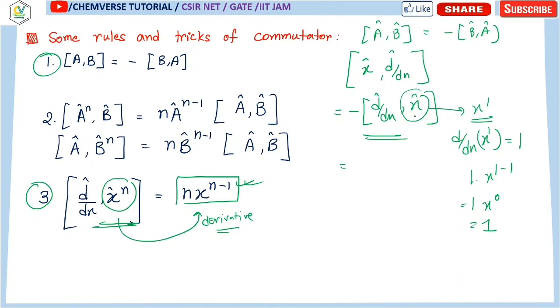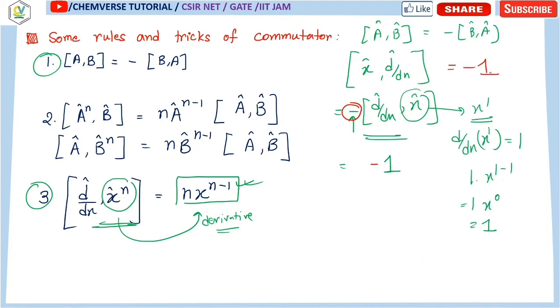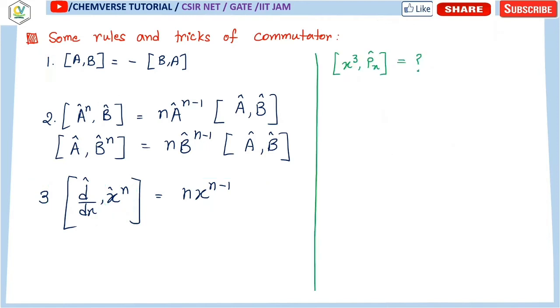So now d dx of x is 1, so that will have a value of 1, and there will be a negative sign over here. So don't forget about this negative sign. So it will be minus 1. So the value of this x d dx will be minus 1. So we skip the detailed calculation, and we can easily apply it with the help of this trick. Clear? Now we will see the application of this one.